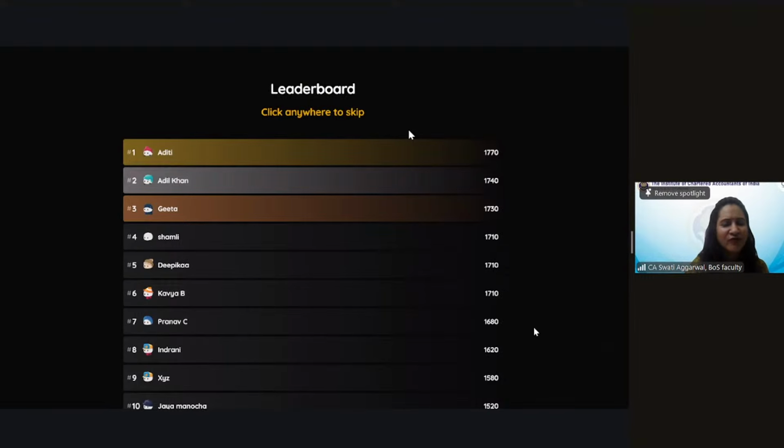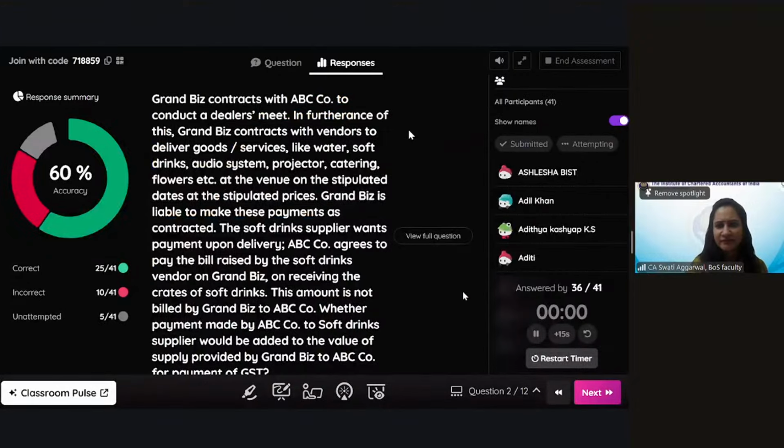On the leaderboard, we have Aditi at the top, Adil Khan rank 2, and Geeta on the top, rank 3. Welcome, Geeta. And 36 students have answered this question.